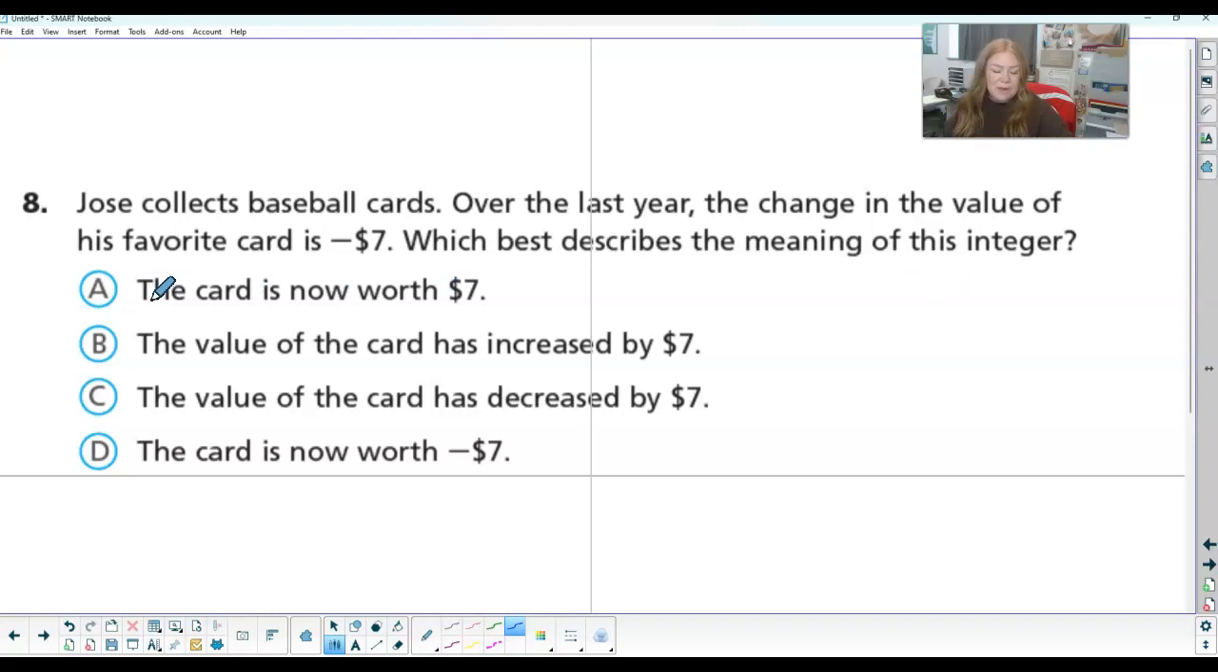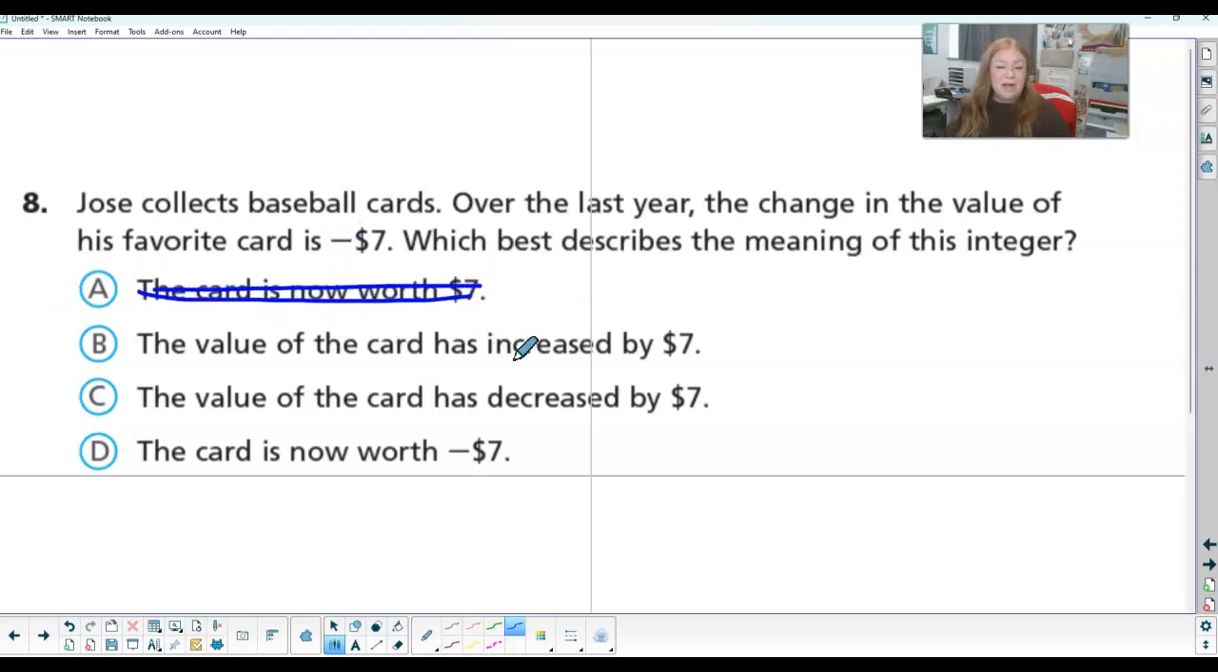So let's read through. We've got the card is now worth $7. We actually don't know how much the card was. It could have started at $10 and it lost 7. It could be worth 3. It could have been worth $50 and it lost $7 and it's worth 43. We have no idea what the card is actually worth. We just know it went down $7. Negative, right? It's decreasing $7. So I'm going to cross off A, not A.